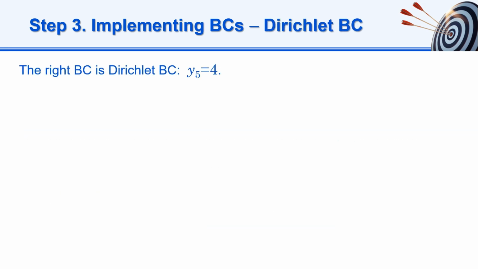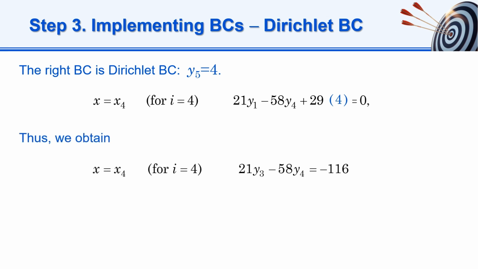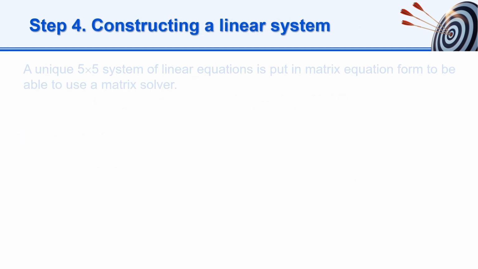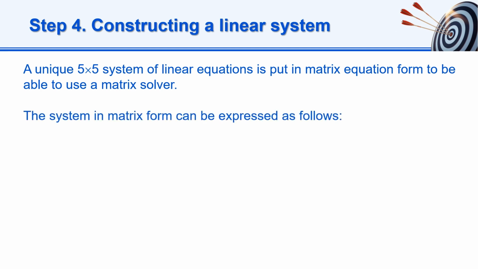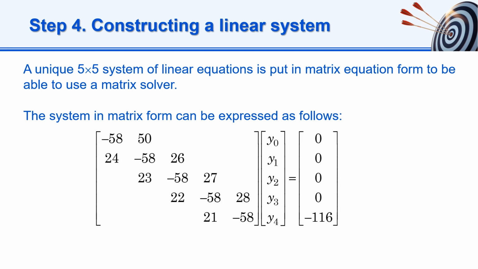The right boundary condition is a Dirichlet boundary condition, so we can write y_5 equals 4. Substituting this into the difference equation, we obtain. In the fourth step, we have obtained 5 difference equations and 5 unknowns, y_0 through y_4. Using the difference equations, the unique 5 by 5 system of linear equations is put in the matrix equation form to be able to use a matrix solver. The system in matrix form can be expressed as follows.